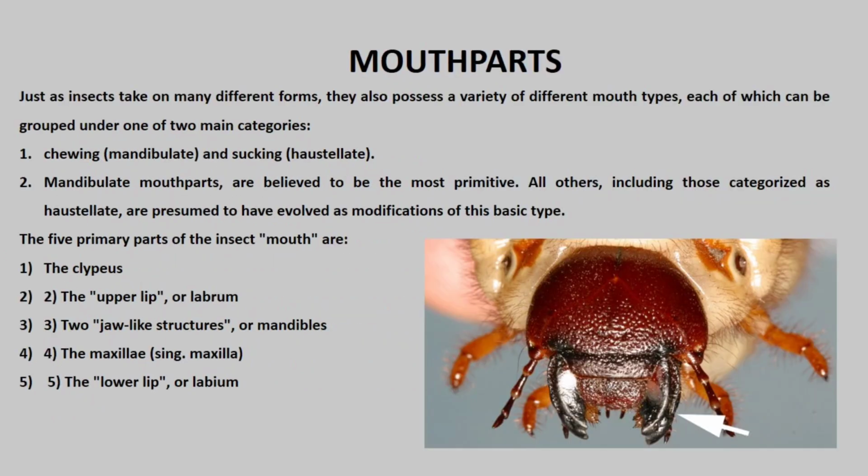Mouth parts. Just as insects take on many different forms, they also possess a variety of different mouth types, each of which can be grouped under one of two main categories: chewing, mandibulate, and sucking, haustellate. Mandibulate mouth parts are believed to be the most primitive. All others, including those categorized as haustellate, are presumed to have evolved as modifications of this basic type.